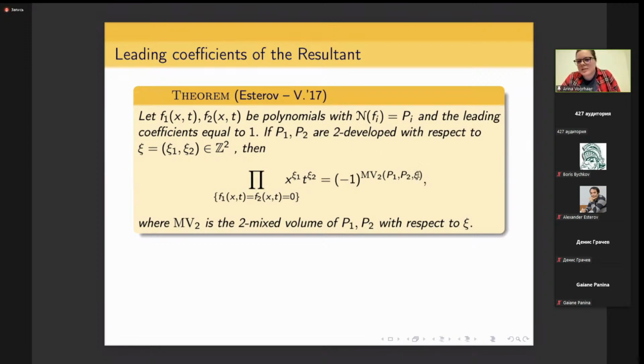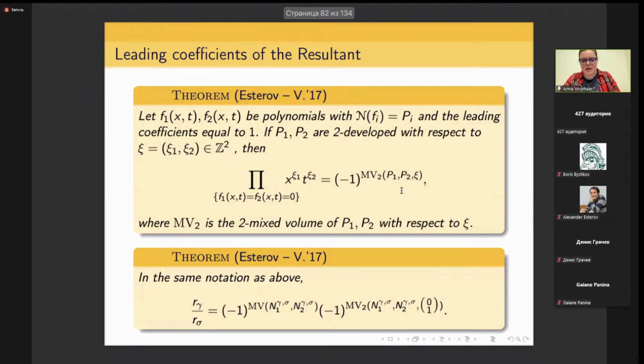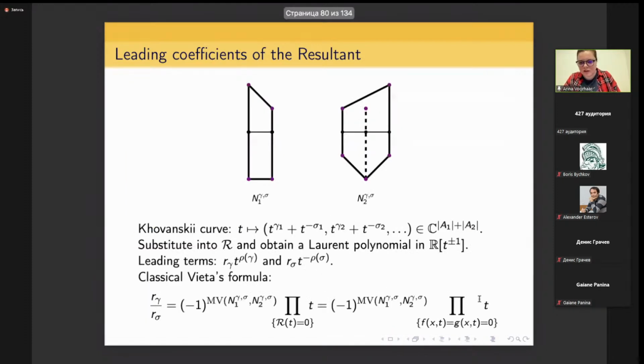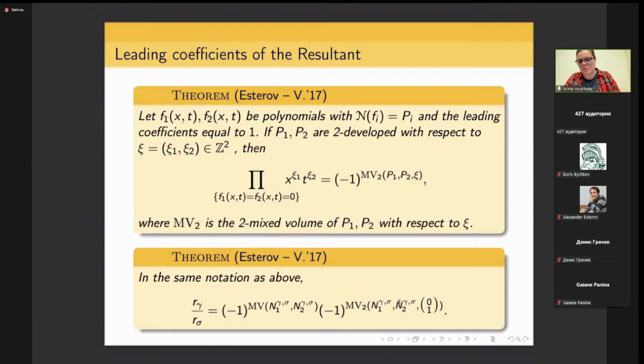But we can explicitly compute this. There is a way to compute the two mixed volume of a tuple of polytopes, and that's why in this case, when we apply it to the setting with the resultant, the product over here can be written down as the mixed two volume of the polygons N1 sigma gamma, gamma sigma, and 2 gamma sigma, (0, 1), because we multiply t's. Okay.